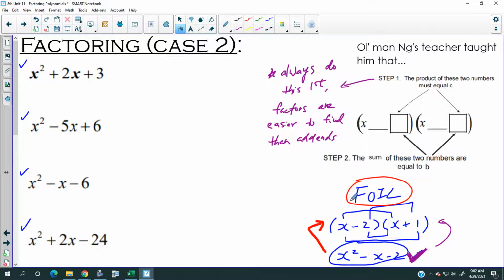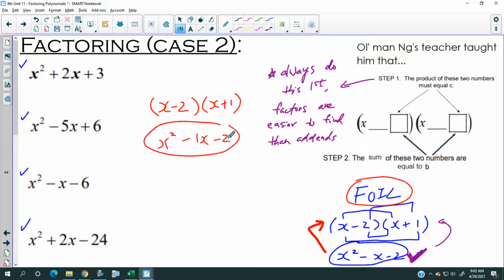So, for example, remember when we first did this, the Who Wants to Be a Millionaire game we played? I actually did this with you guys, I think the day before, where I taught you how to do this in your head. So if you got x, it's always x squared. -2 plus 1 is -1, so -1x or -x. -2 times 1 is -2. And there you have it. It's the same answer.